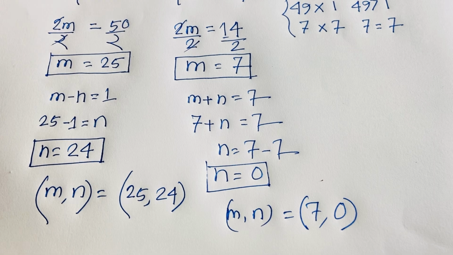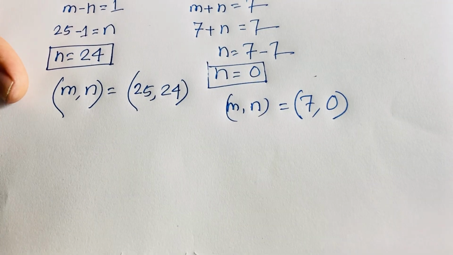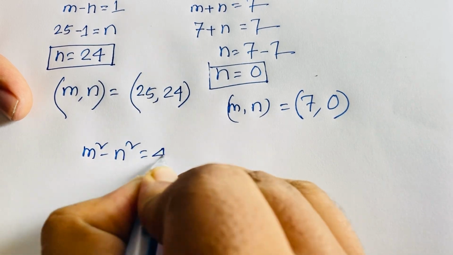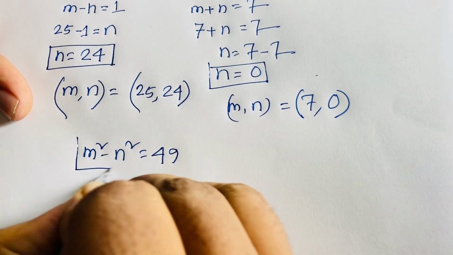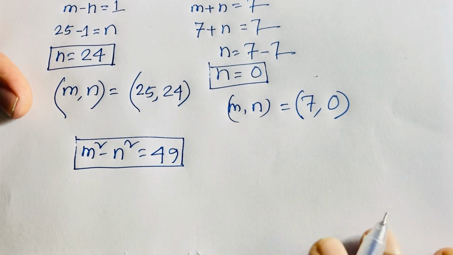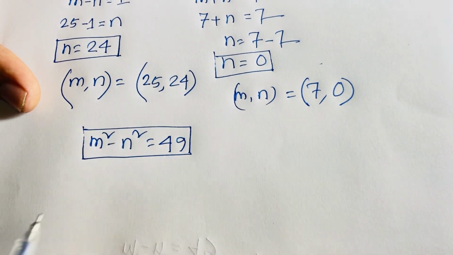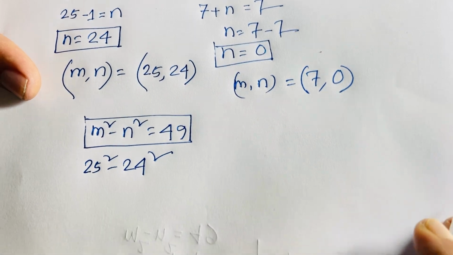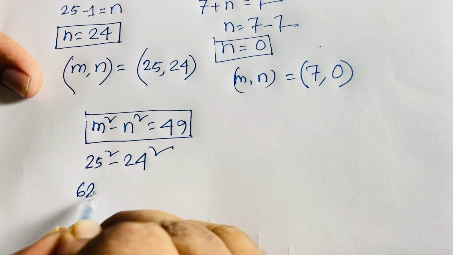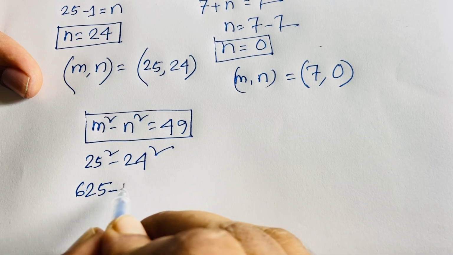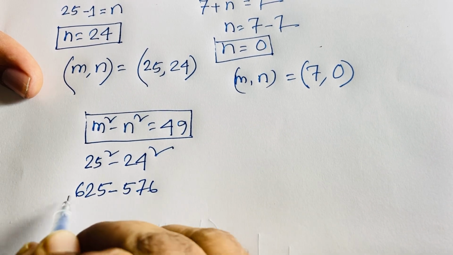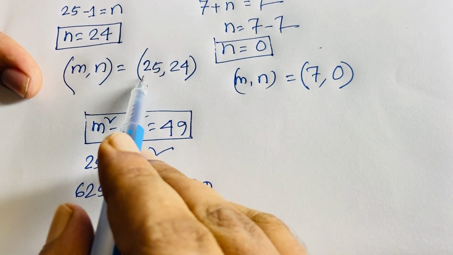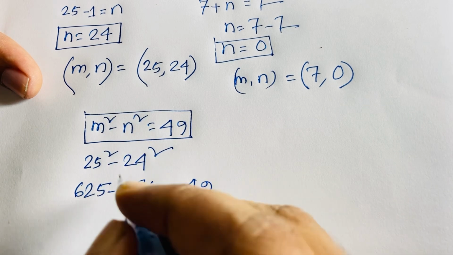Now let's check our question: m square minus n square is equal to 49. We found m is equal to 25, so 25 square minus 24 square. We know 25 square is 625 minus 24 square, which is 576. If I subtract both, we find 49. So m is equal to 25 and n is equal to 24. This is our right answer.